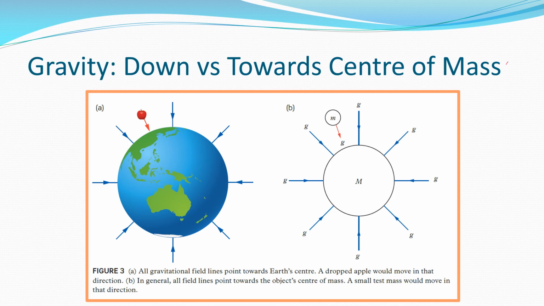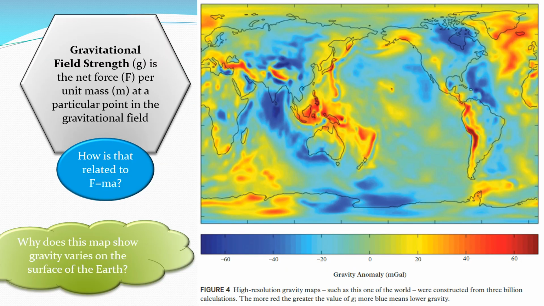All right, so I've said this point a few times. The gravitational field is towards the center of mass. It is not down, it is towards the center of whatever the mass is. And that's what these two images are trying to show you. You can see the field lines point towards the center of the mass in both of those scenarios. All right, so let's think in terms of this gravitational field strength that I've listed up here. That's what we're calling g. It's basically a net force per unit of mass. How is this related to Newton's second law, F equals ma?